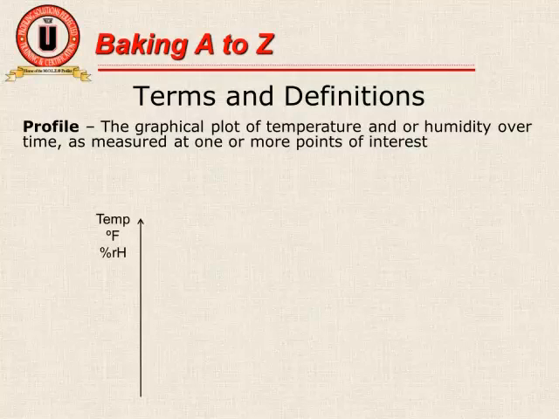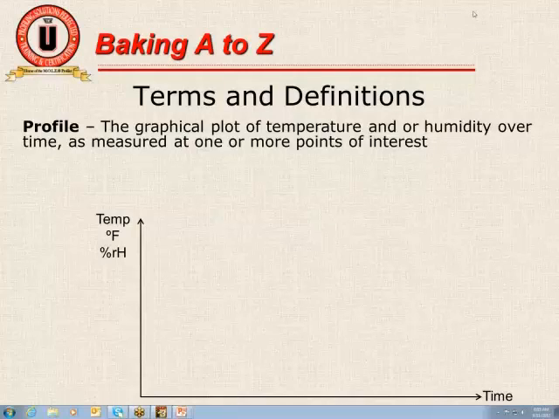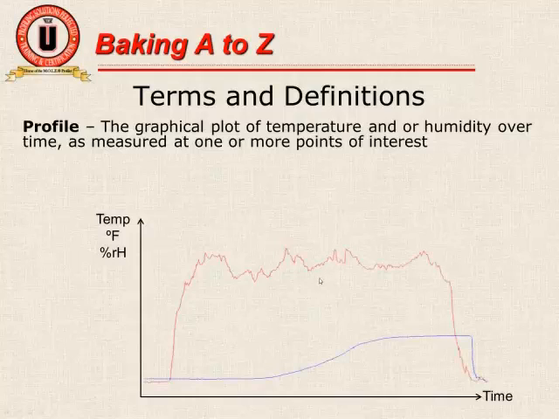Basically, a profile is a graphical plot of temperature or humidity in the baking process, on the y-axis, versus time, measured at one or more points of interest. So time, off to the right, and temperature together make up what we call a profile. Again, a graphical plot of the temperature or humidity versus time.